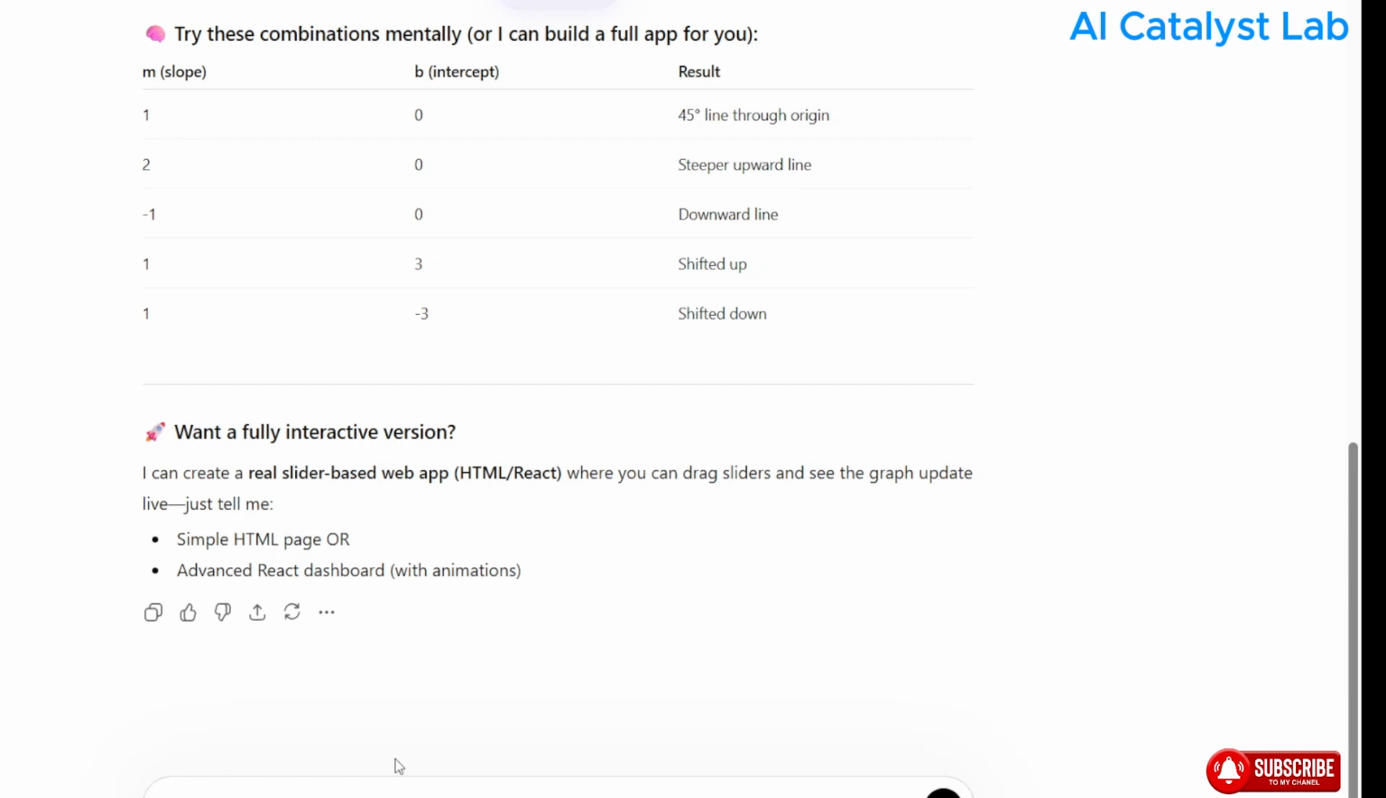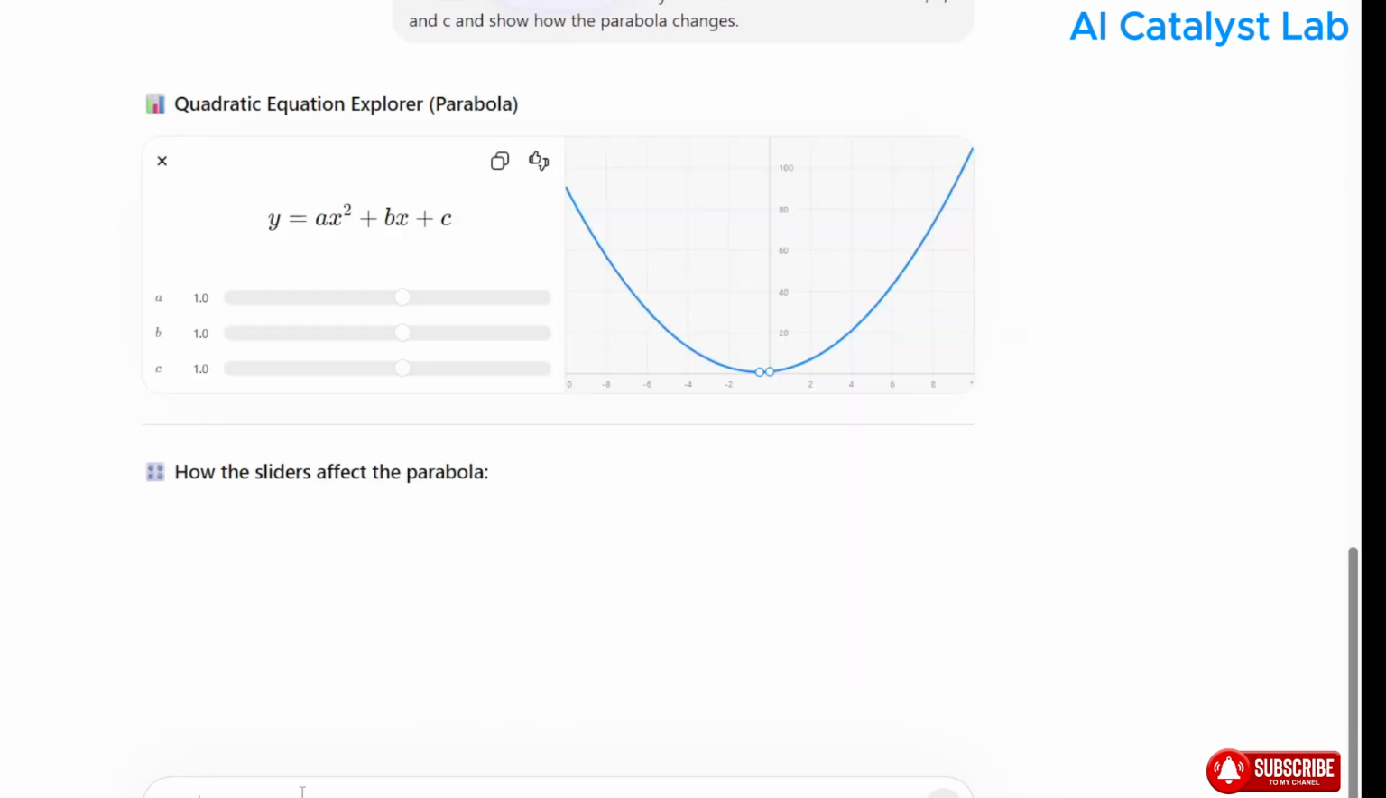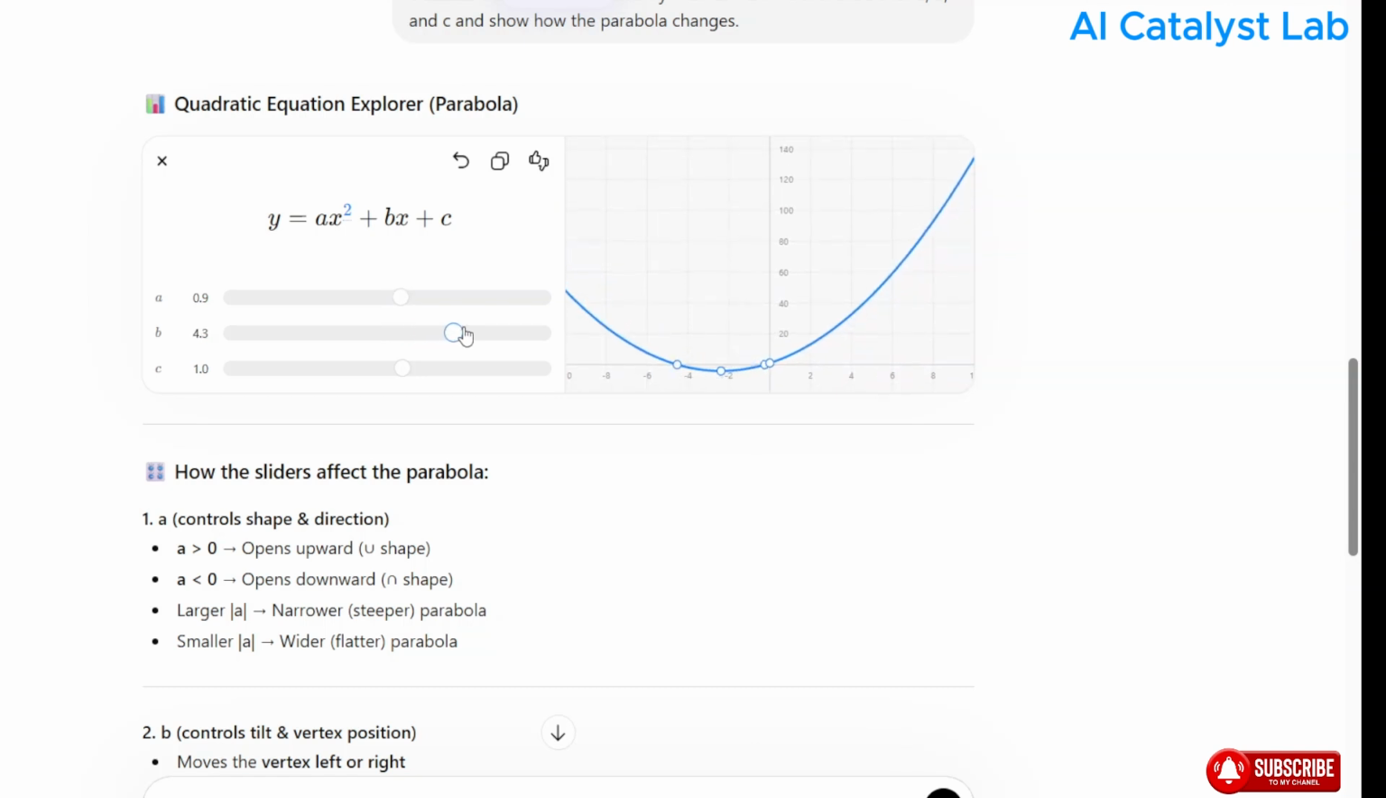Now, if we talk about the next equation, it is a quadratic equation. If you type this prompt in ChatGPT, you will get a response just like this. This is the quadratic equation on the left side, and its visual expression on the right side. You can change different values of a, b, and c, and you will get different visuals. So this is a kind of visual expression of how students are going to learn from this equation.